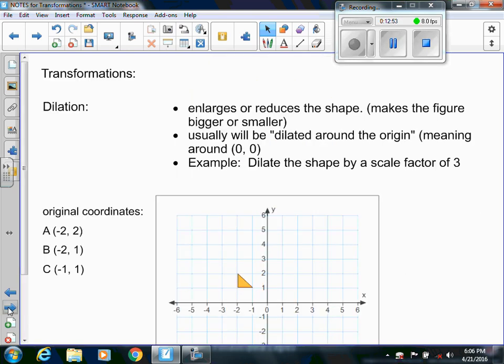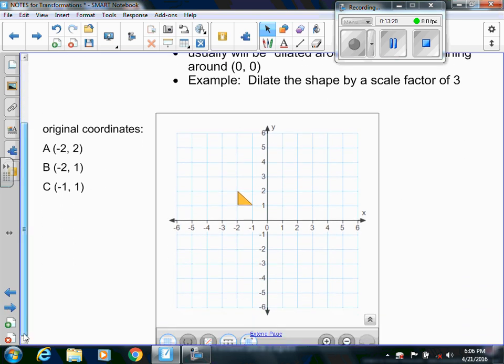All right, the last transformation we're going to talk about here is a dilation. Now, a dilation literally either enlarges something or it reduces something. It reduces the shape. So it makes the figure bigger or smaller. Usually, it will be dilated around the origin. That's how they say it. And that means it's going to be dilated around the origin of 0, 0 on our coordinate plane. So in this case, it says to dilate the shape by a scale factor of 3.